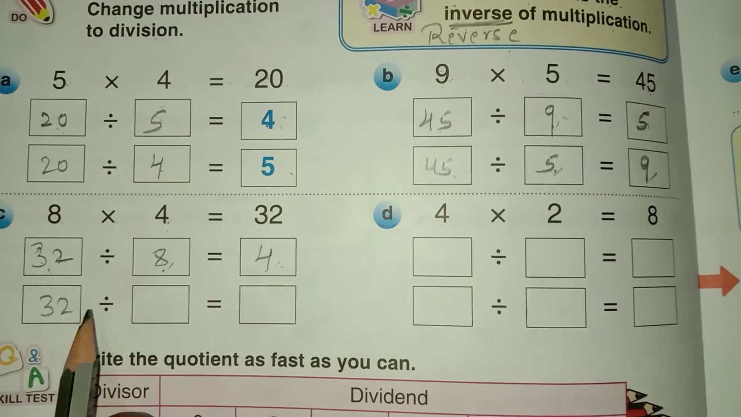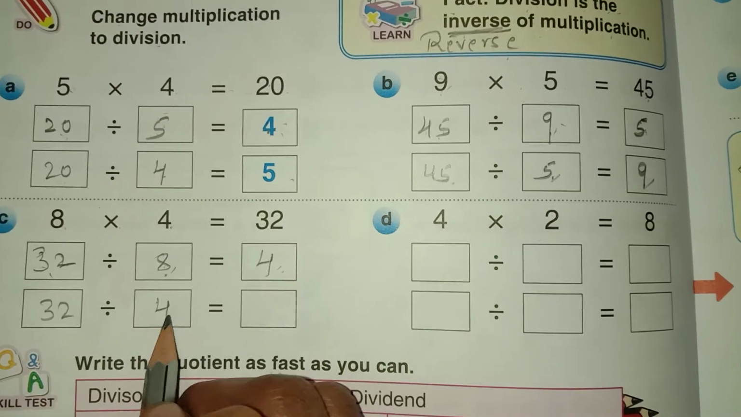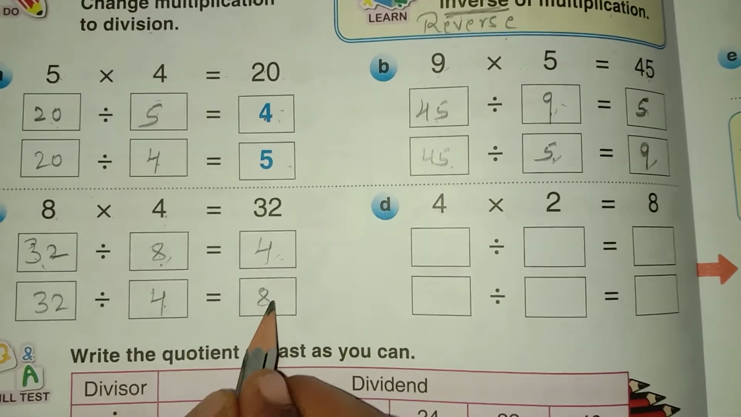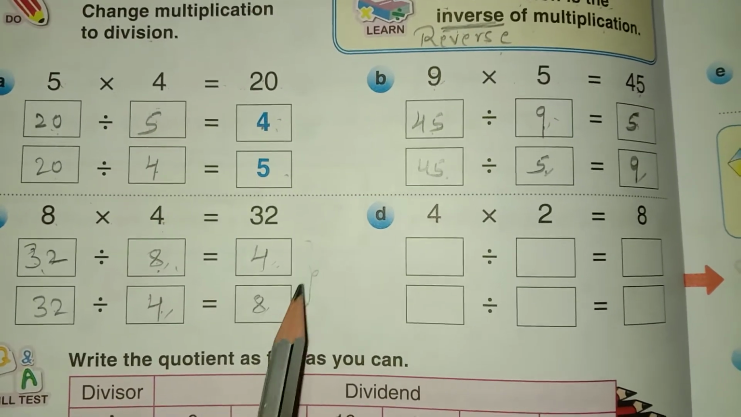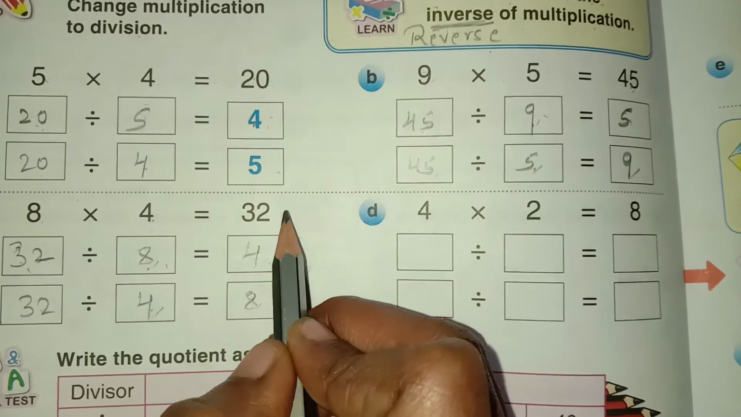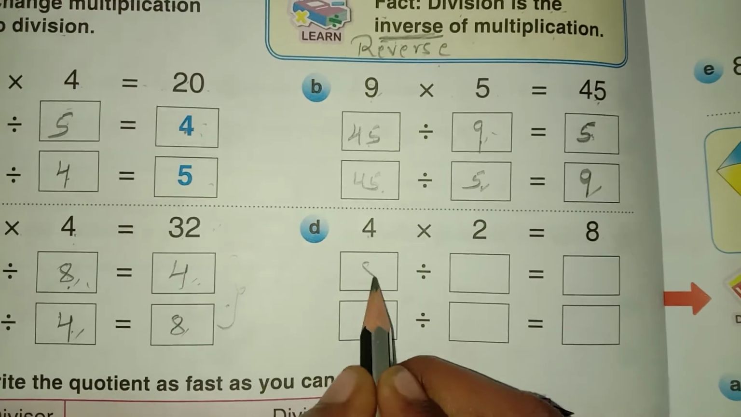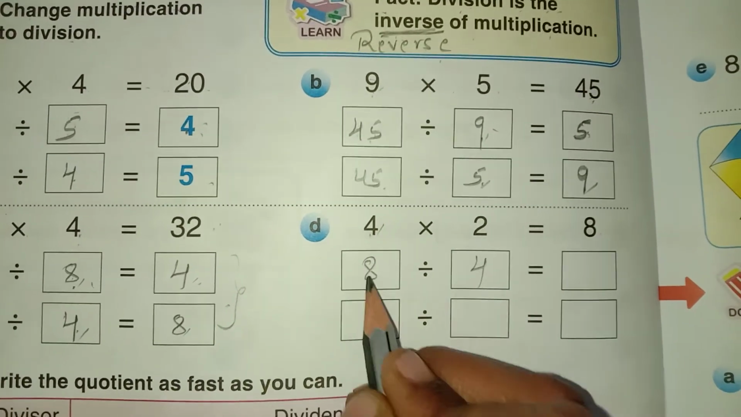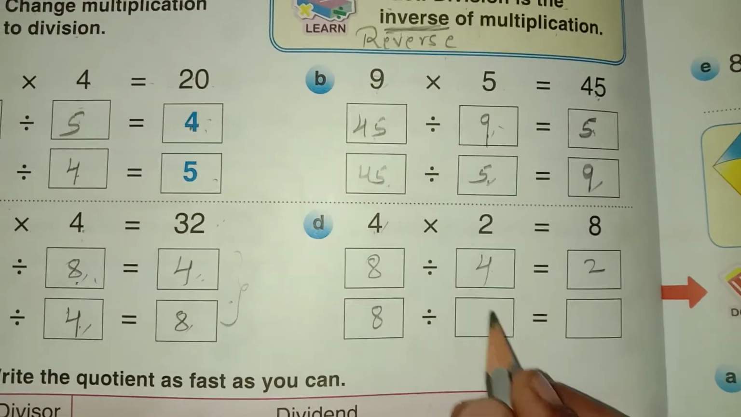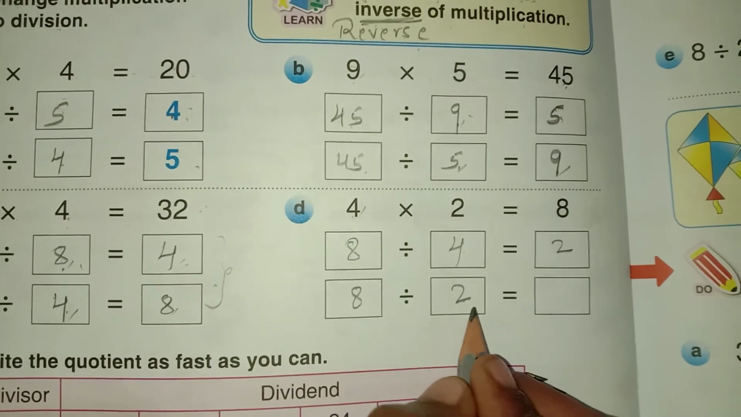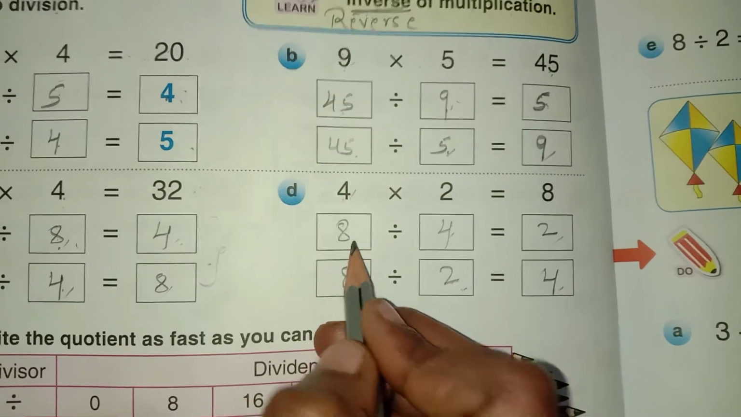Next, write 32 here and 4 here. 32 divided by 4 is 8. 8 times 4 is 32. This division is the inverse process of multiplication. 4 into 2 is 8. Write 8 here and 4 here. 8 divided by 4 is 2. Next, write 8 here and 2 here. 8 divided by 2 is 4. 4 times 2 is 8. 2 times 4 is 8.